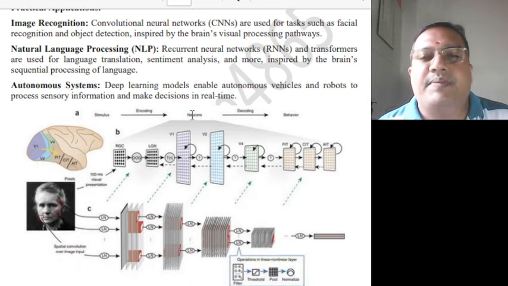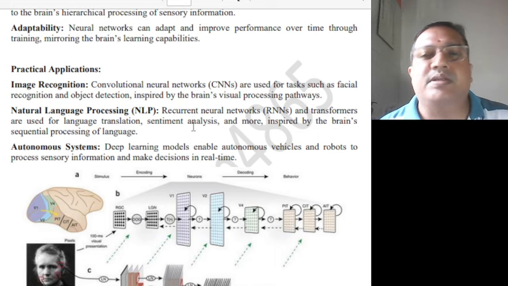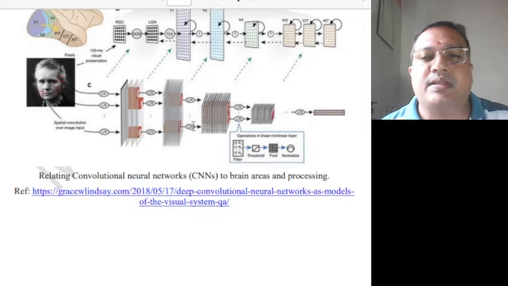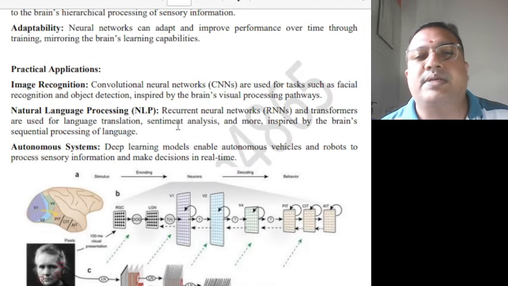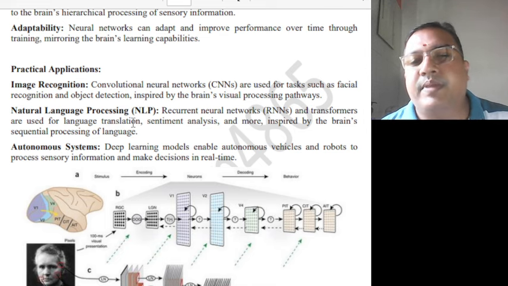Practical applications, this is somewhat more interesting. Image recognition, natural language processing, autonomous systems, deep learning models. These are the things that computer science students learn, and how it is connected to the biological system is mentioned here. Okay, this is nothing new for a computer science student.